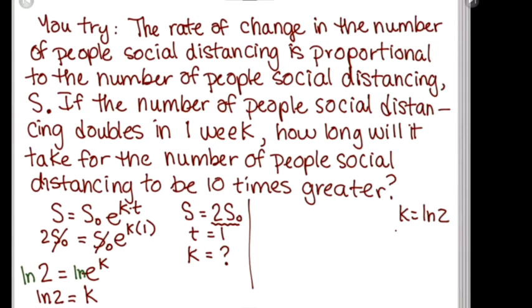Okay, so I got ln2 is equal to k. And so now we're going to answer the question, how long will it take for the number of people socially distancing to be 10 times greater? So now our S is going to be 10 times the initial amount, and now we're solving for T. So go ahead and use the K that we found and solve for T.